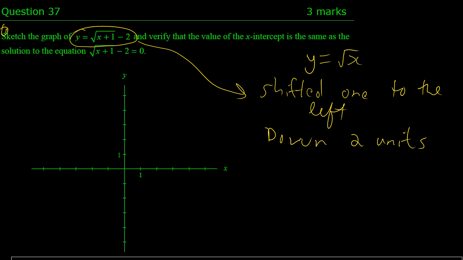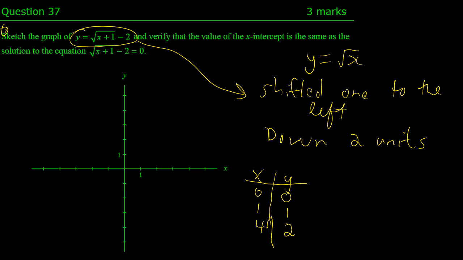So keeping that in mind, I'll just quickly do a table of values for the square root of x. And when I do square root graphs, I like to pick nice values. So, 0, the square root of 0 is 0. 1, the square root of 1 is 1. And then I jump until I go to 4, because the square root of 4 is 2. So those are the values I will pick to shift.